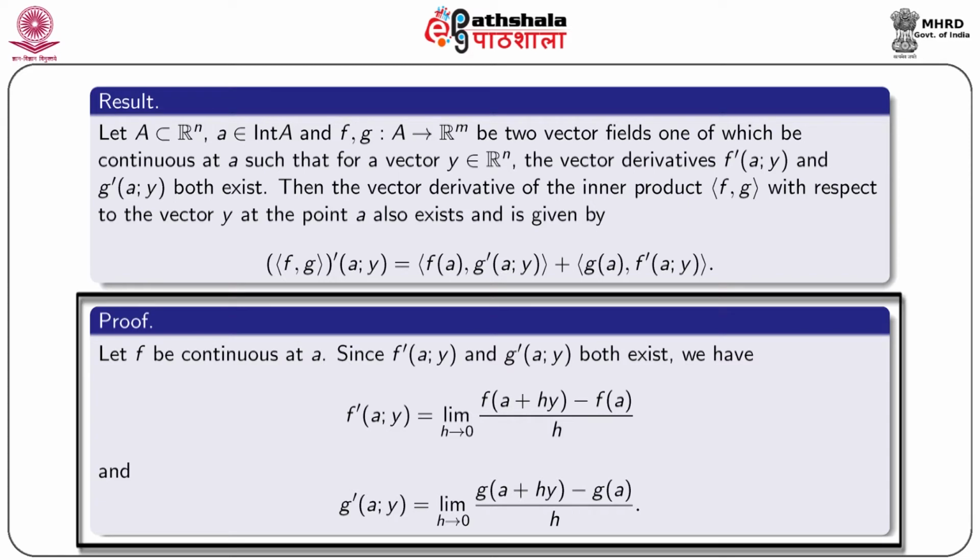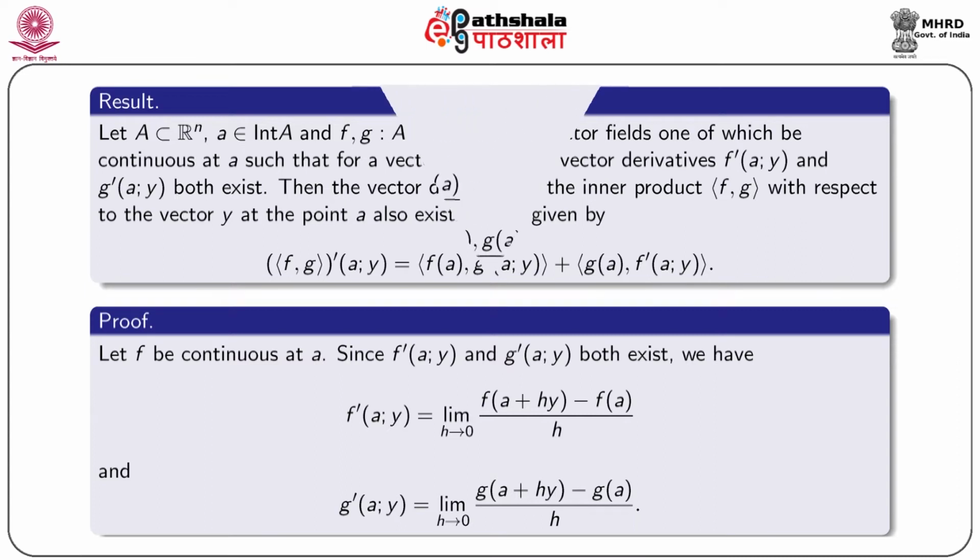Proof. First we assume that f is continuous at the point a. Since the vector derivatives f'(a; y) and g'(a; y) both exist, we have that the limit of (f(a + hy) - f(a))/h as h tends to 0, and the limit of (g(a + hy) - g(a))/h as h approaches 0, both exist.